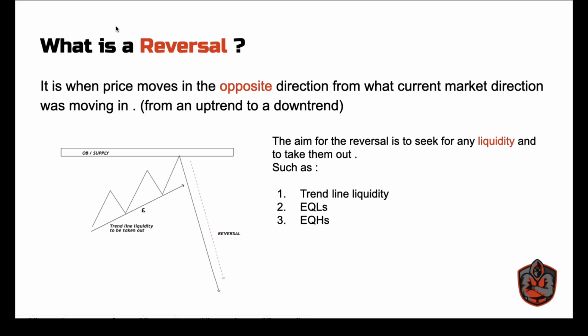Now let's move over to reversal. What is a reversal? It is when price moves in the opposite direction from what the current market direction was moving in. So if it was in an uptrend, it will go from an uptrend to a downtrend, okay? The aim for the reversal is to seek out any liquidity and to take it out, such as trendline liquidity, equal lows, and equal highs.